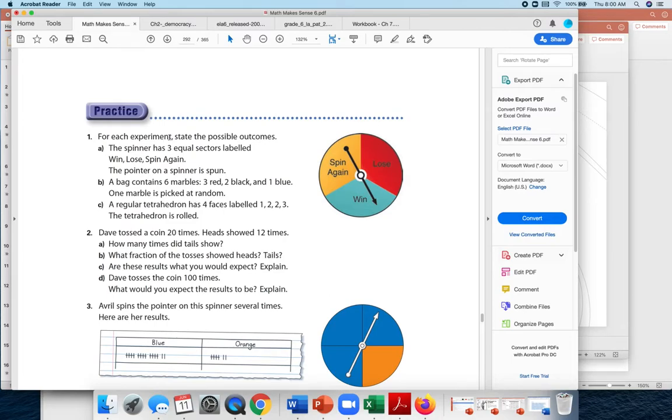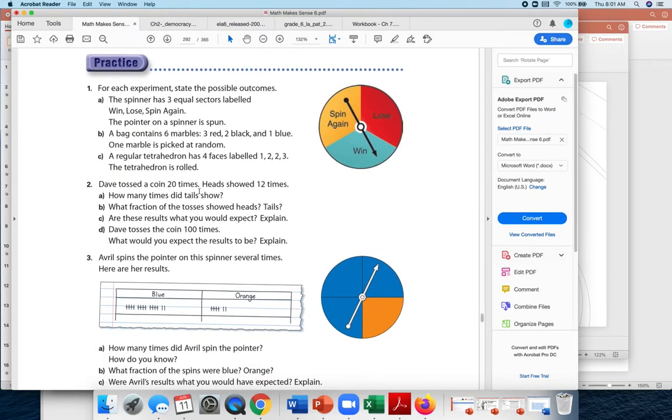They have given you an experiment. For each experiment, state the possible outcomes. The spinner has 3 equal sections labeled like this. The pointer in the spinner. So just label the possible outcomes. This is pretty easy. Label the possible outcomes. Easy. Next.